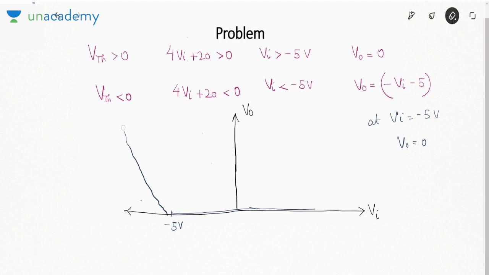So it will be a straight line like this. Let me redraw this. It will be a straight line like this. Okay. The slope of this line will be minus 1. So that is the transfer characteristic of the circuit shown in the figure. It is nothing but a half wave rectifier, but it is not rectifying with respect to 0 volt. It is rectifying with respect to minus 5 volt.